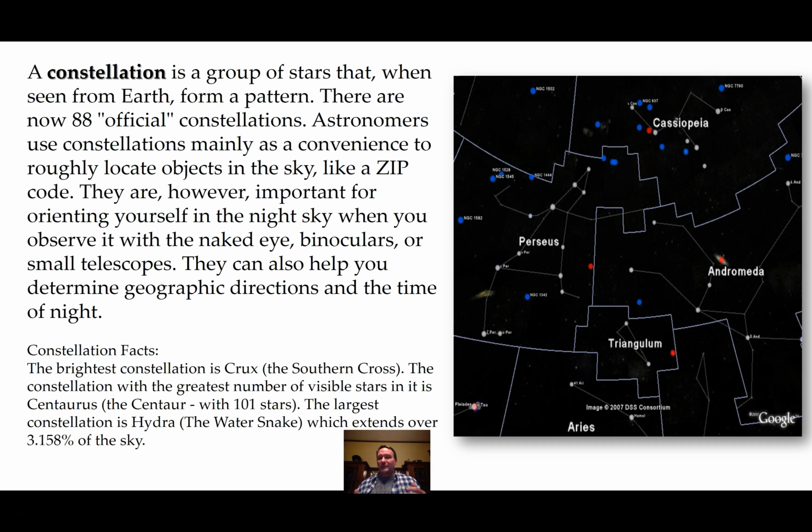Just like a zip code is an actual locator for a city and a state, constellations act like state boundaries and state borders for the night sky, so that we can start to organize the way that the night sky appears to us, and we can use that to actually determine geographic directions, locations, etc.